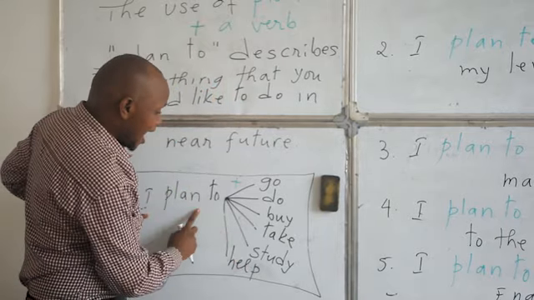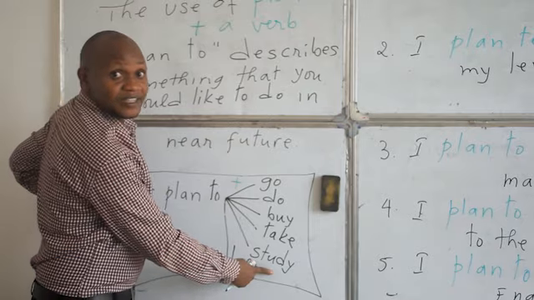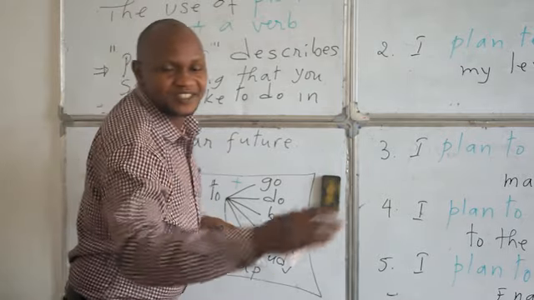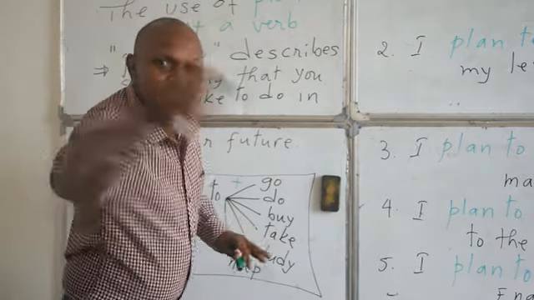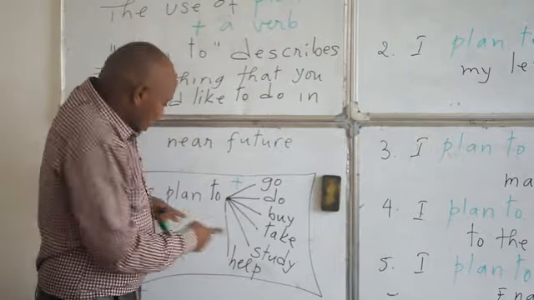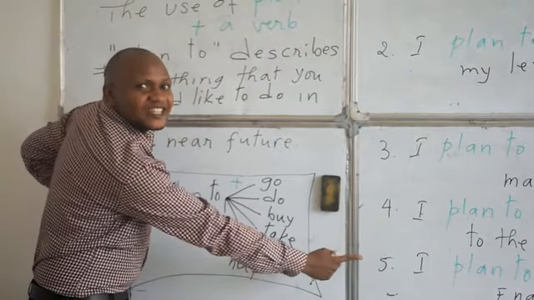You can say I plan to study mathematics or English, but don't study mathematics. Mathematics is very hard. We know you are learning English here. Yeah, just you can say I plan to study English language.